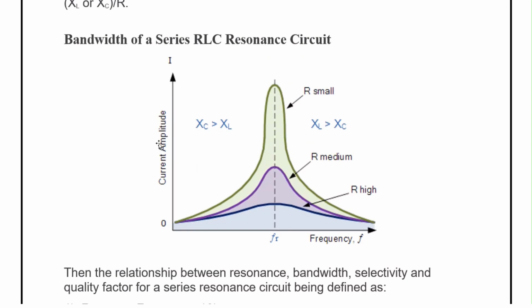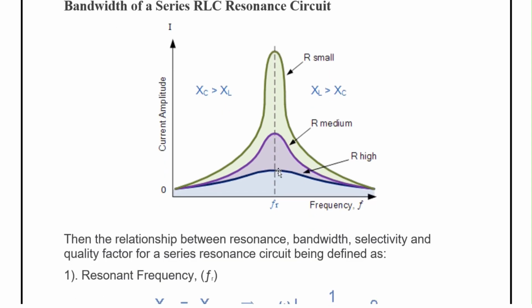Now here there is a comparison of different frequencies and bandwidth, you know, current amplitude, for different values of resistances. If you are taking a higher resistance, this peak is going to flatten drastically. And if you take a medium value of the resistance, then it is somewhere in the medium range. And if you take a very small value of the resistance, then it is going to be very high.